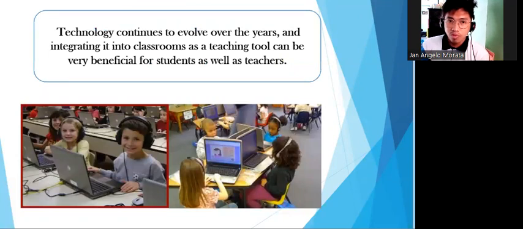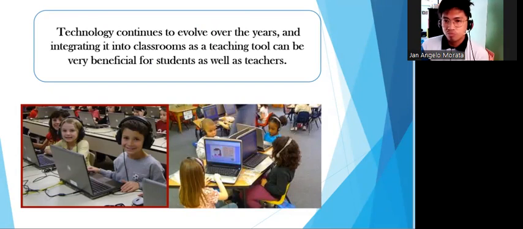So first, let us have this one. Technology continues to evolve over the years, and we cannot deny that. Integrating it into classrooms as a teaching tool can be very beneficial for students as well as teachers. Kaya nga, we are using computers because nakikita naman talaga natin yung effectiveness and yung benefits na nagagamit natin from using it. So, over the years, ang sabi dito, technology continues to evolve.